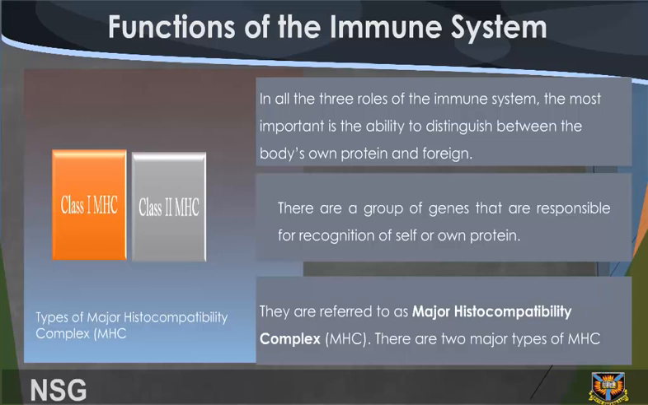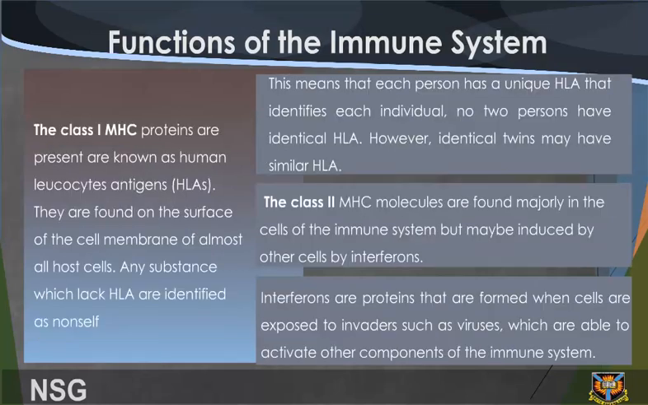Functions of the immune system. In all the 3 roles of the immune system, the most important is the ability to distinguish between the body's own protein and foreign. There is a group of genes that are responsible for recognition of self or own protein. They are referred to as the major histocompatibility complex, MHC. There are 2 major types of MHC. 1. The class 1 MHC. The class 1 MHC proteins are present and known as human leukocyte antigens, HLAs.